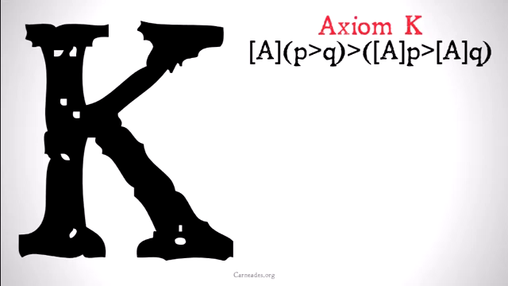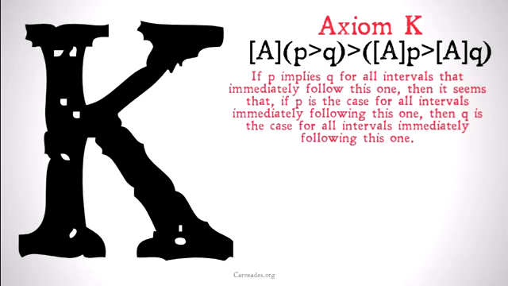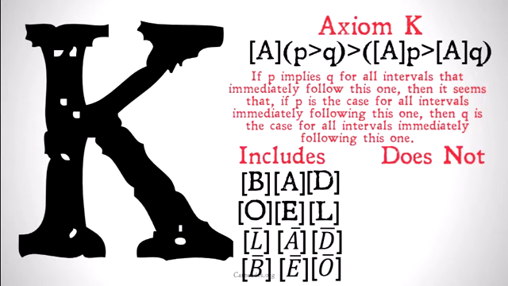So, axiom K, we remember, goes like this. If P implies Q for all intervals that immediately follow this one, then it seems that if P is the case for all intervals immediately following this one, then Q is also going to be the case for all intervals immediately following this one. It seems that all of our strong modal operators are going to include this, and it doesn't seem that anything is going to not include this, which really defines them very well as modal operators because they conform to axiom K, really the beginning point of modal logic.